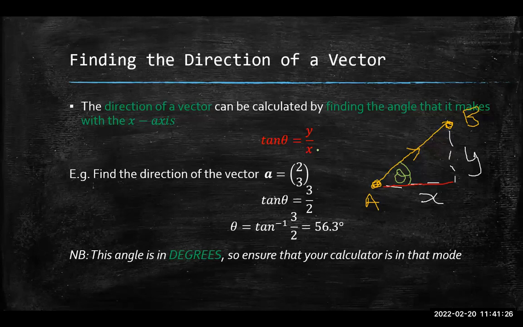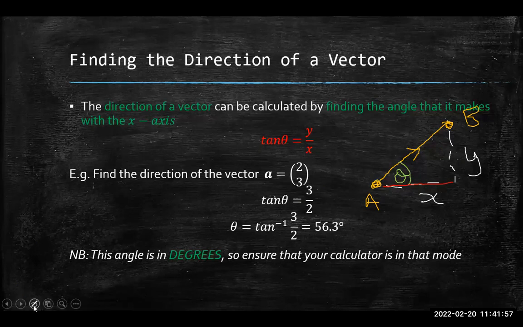SOHCAHTOA, yeah. Do you understand that? Yes? No? Yes, actually. So it's always the angle between the x, the horizontal line, and the vector. That's the angle we're trying to find, and it would always be tan. Tan theta is equal to my y and my x.